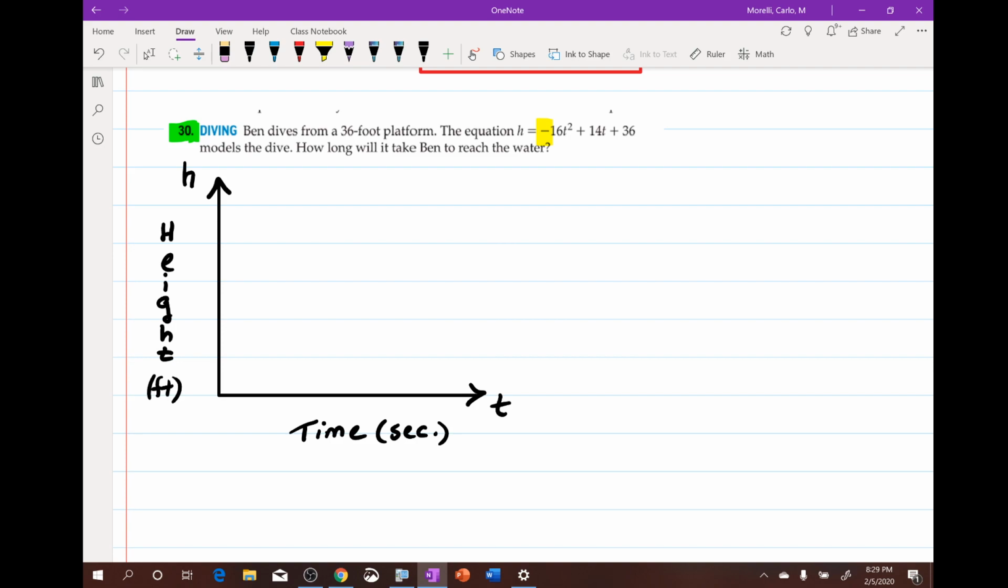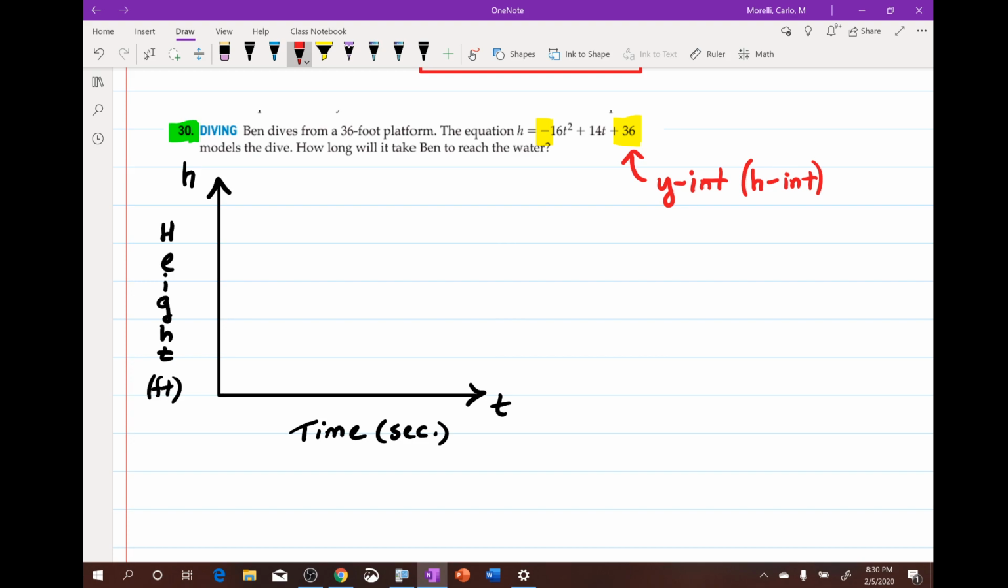Okay? Now here's the deal. The 36, that's the c value. Okay? This is the y-intercept. We could also call this the h-intercept, since this doesn't have a y-axis. So where this graph intersects the h-axis is at 36. So he dives from a 36-foot platform, and this equation models the dive.